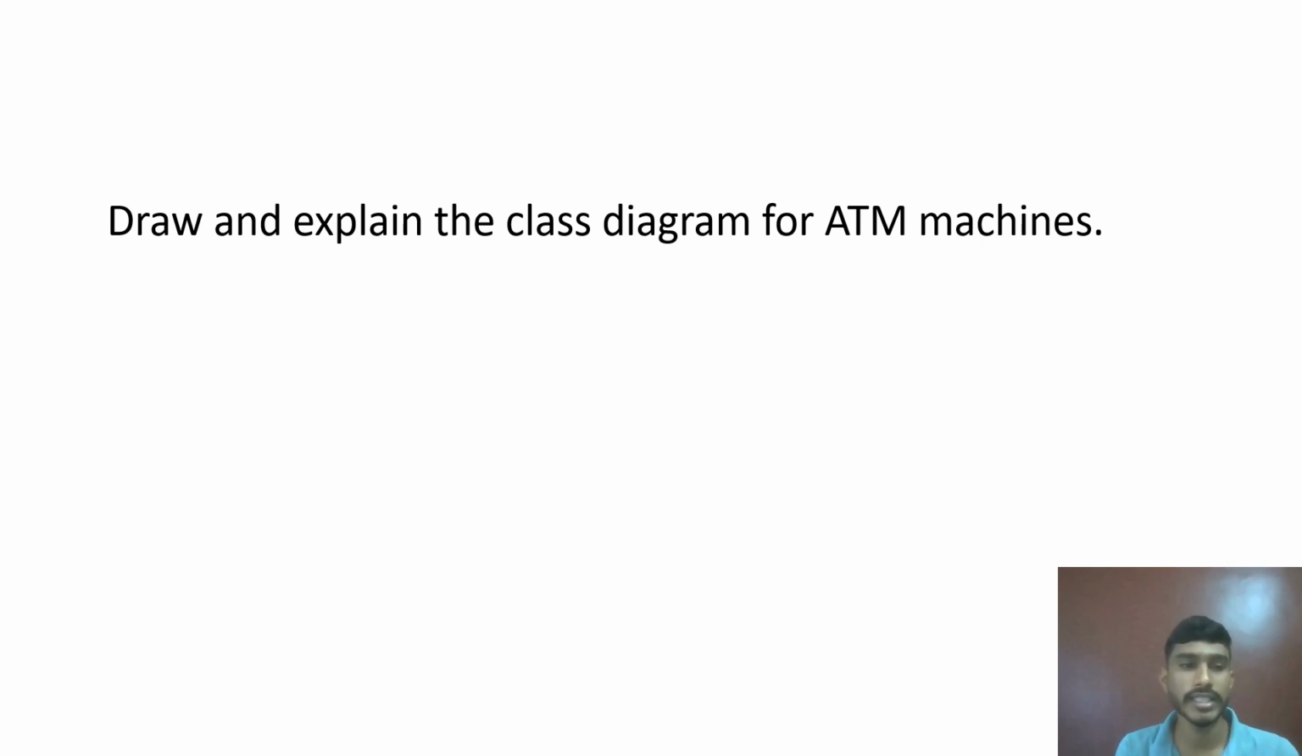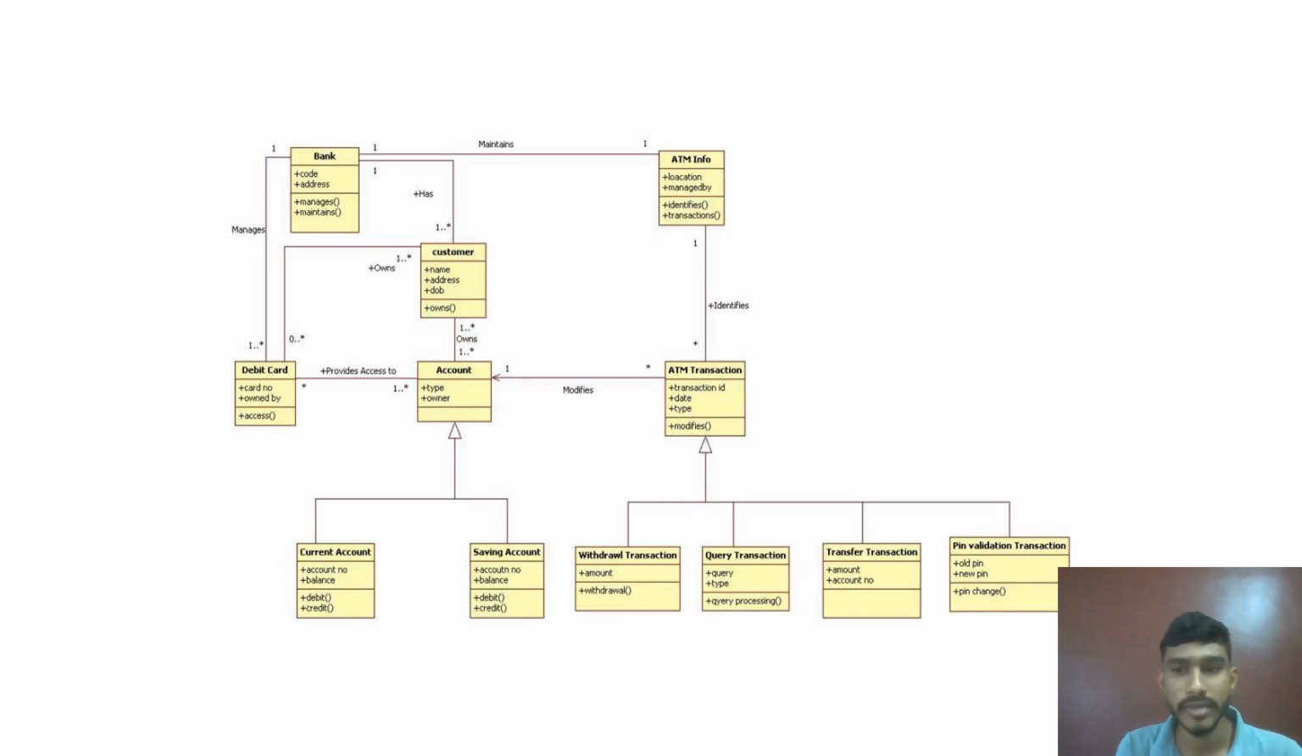Let's give an example: draw and explain the class diagram for an ATM machine. So, starting the explanation, in the ATM machine we have a bank with its attributes and operations. For relationships, multiplicity or association names, the names of the relationships, are written here. The bank has ATM information and a customer. Our customer has a debit card. Our bank directly provides the debit card to the customer.